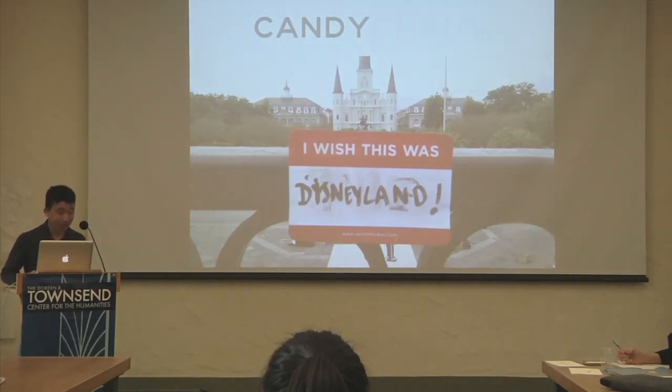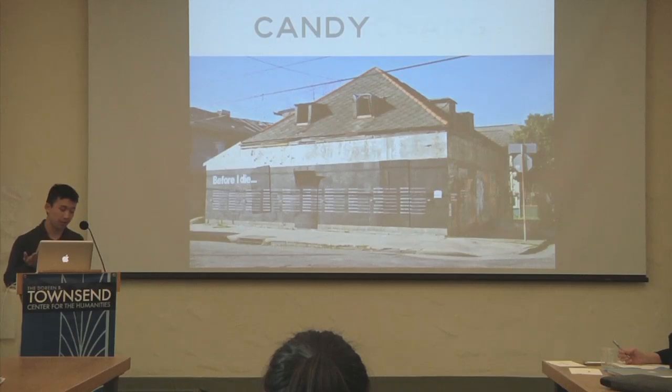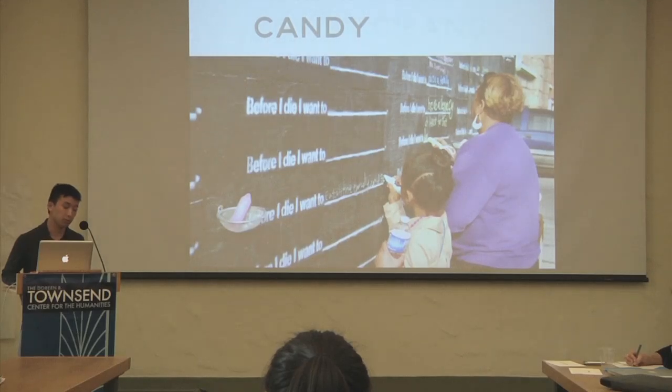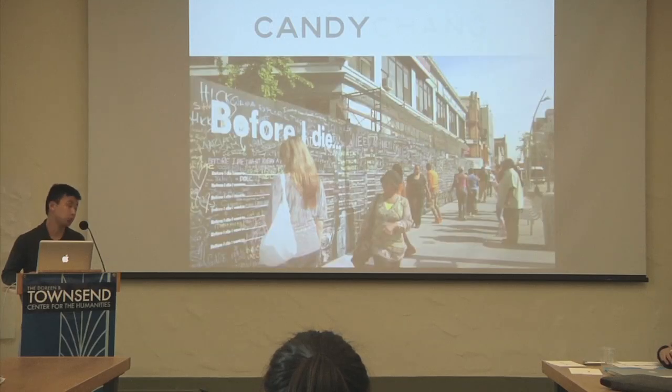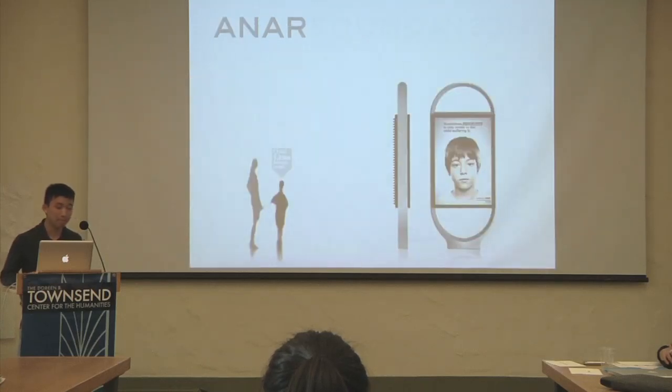And Candy Chang's probably most famous project is Before I Die. She took a rundown building near her home in New Orleans and put panels of chalkboard on the side. And then she used spray paint to etch the words, "Before I die, I want to blank." Within a few days, the wall was completely filled, and it soon became a cultural icon within the community because it allowed people to express their dreams and desires in an anonymous way.